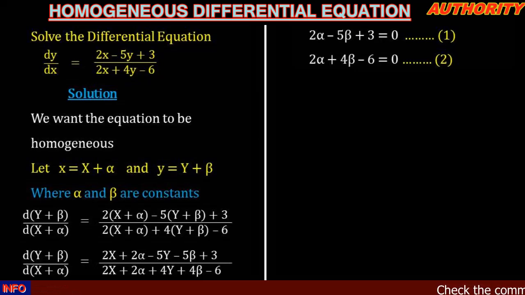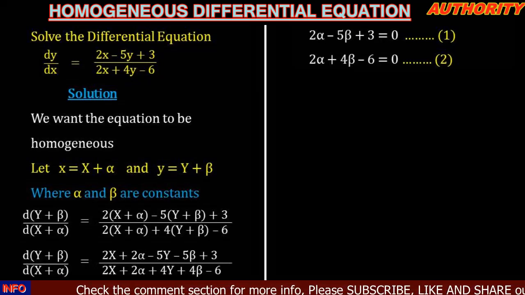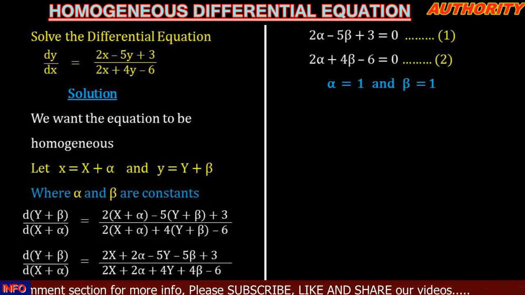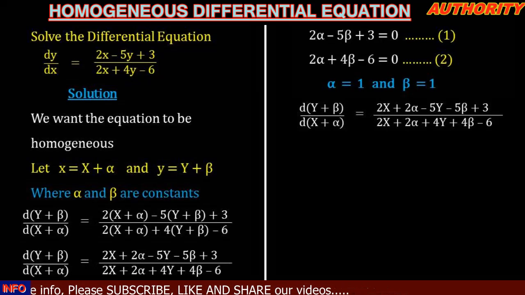So here we have 2 alpha minus 5 beta plus 3 equal to 0, equation 1. And then we have 2 alpha plus 4 beta minus 6 equal to 0. Solving these two equations simultaneously, we have alpha equal to 1 and beta equal to 1. Now in our equation, anywhere we see alpha and beta, we replace it with 1.